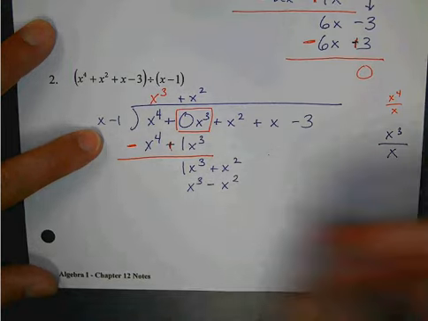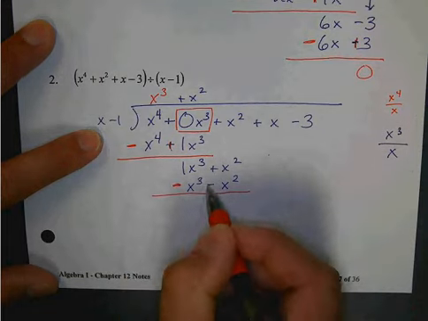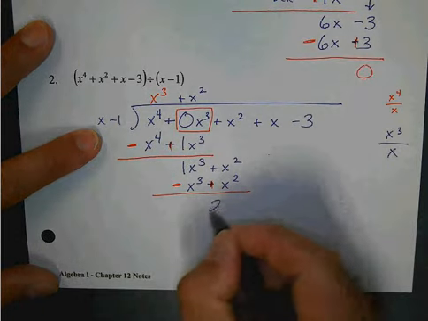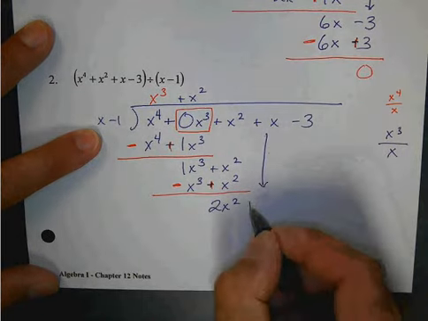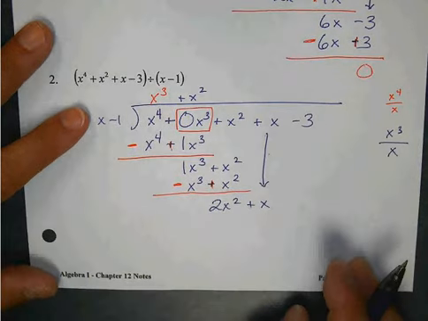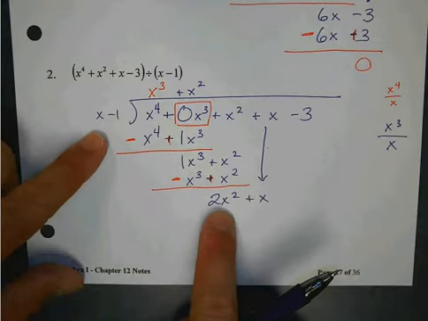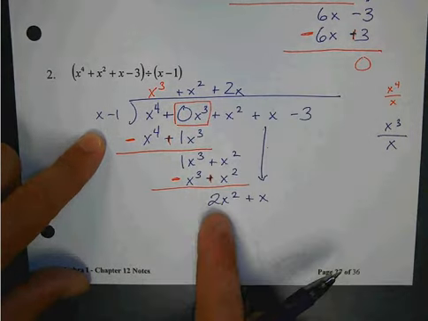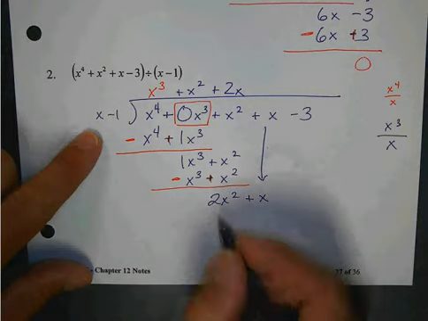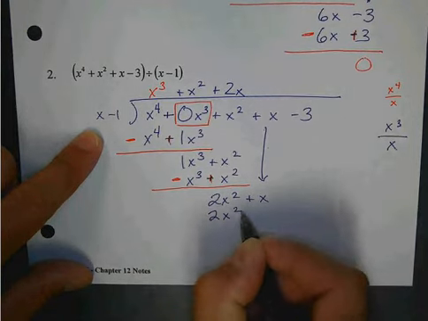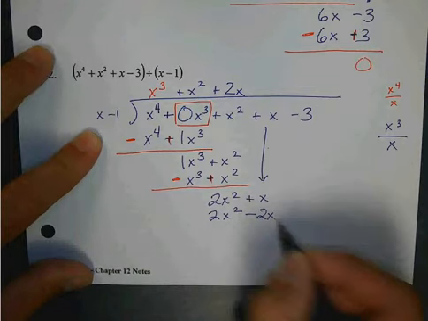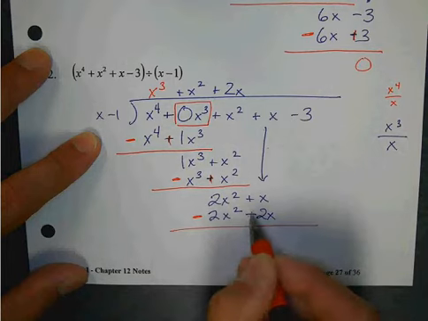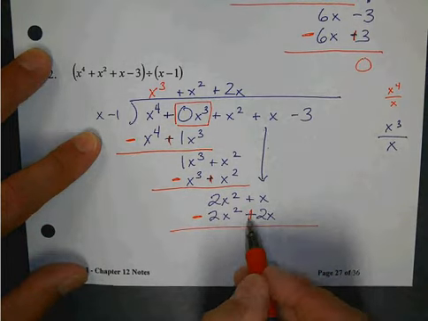Good. Draw your line, change your signs. How many x squareds do we have now? 2x squared. Bring down the x. Do it one more time. Justin, x times what is 2x squared? 2x. Go ahead and multiply, Justin. So it would be 2x squared minus 2x. Good. Change them. Keep going, Justin. You're doing fine. So it would be negative 2x squared plus 2x.